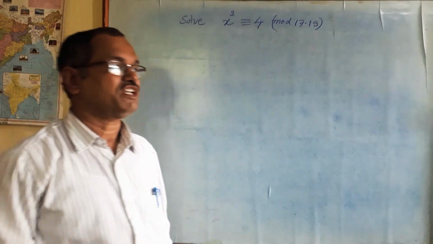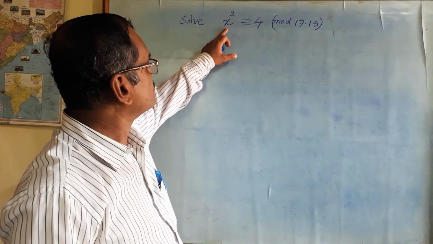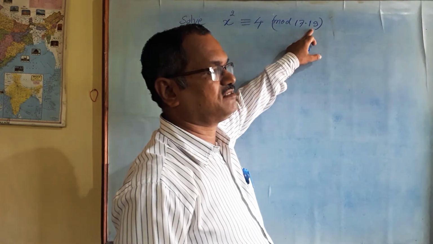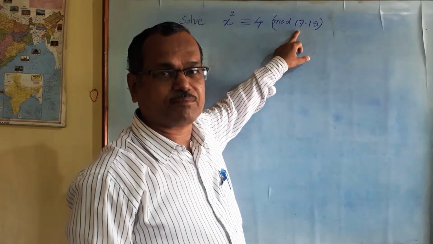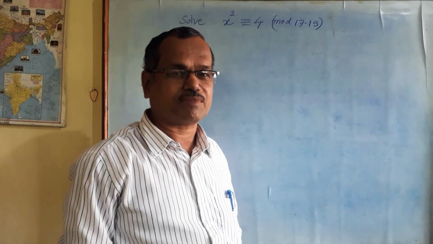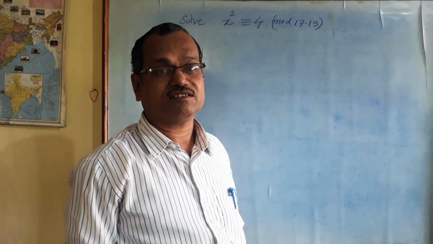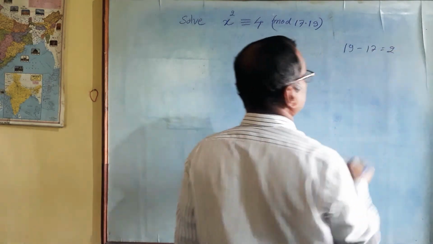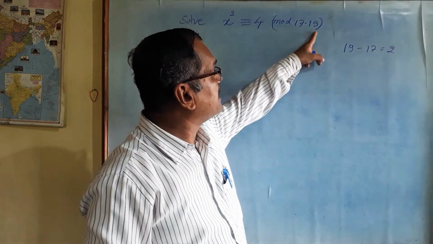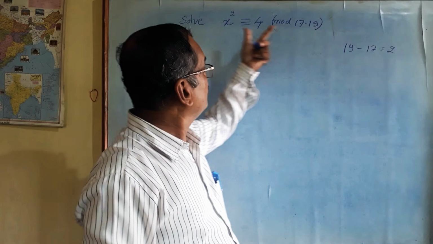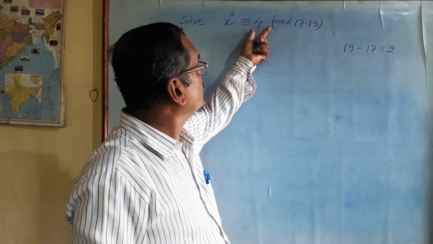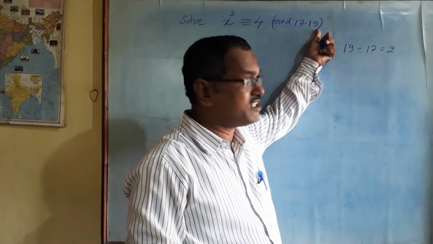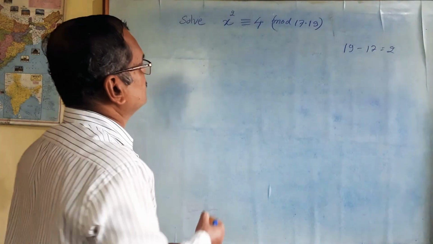Let us consider a problem: solve x square congruent to 4 mod the product of 17 into 19. We know 17 is a prime number, and 19 is also a prime number. The difference between 17 and 19 is 2. See, 19 minus 17 is 2. That means 17 and 19 are twin primes. So it is of the type x square congruent to a square mod pq. Here p is 17 and q is 19.